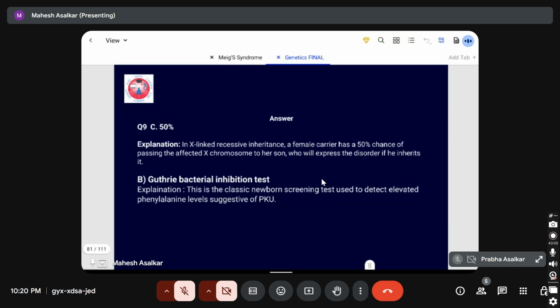This is a classic newborn screening test used to detect elevated phenylalanine levels suggestive of PKU. Okay.